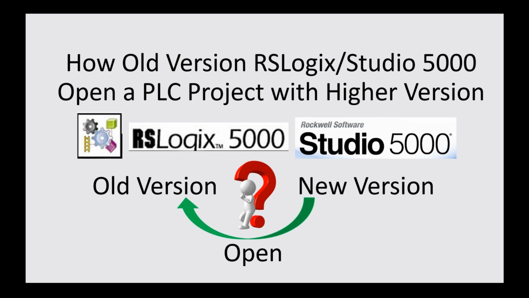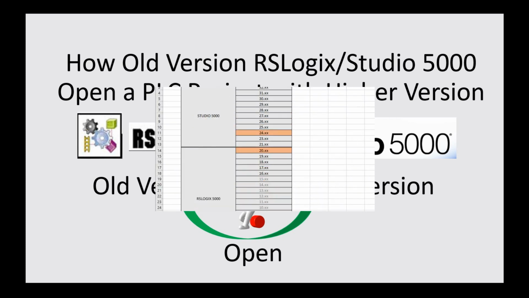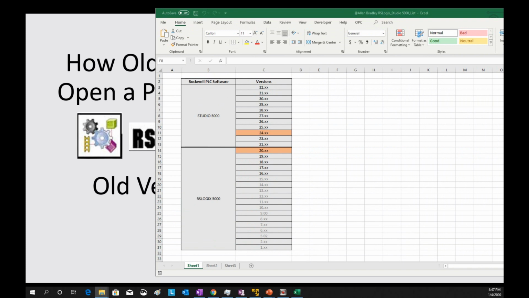So in this video, I will show how we can use the existing old version RSLogix or Studio 5000 to open a PLC project that was programmed by a higher version. So let's look at this list. The versions showing in the list are the commonly used versions in the industry market.